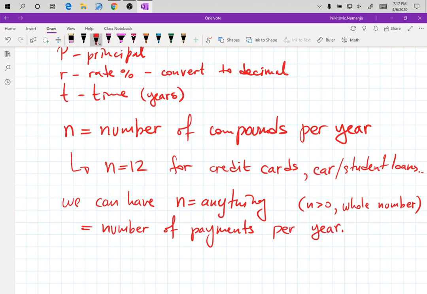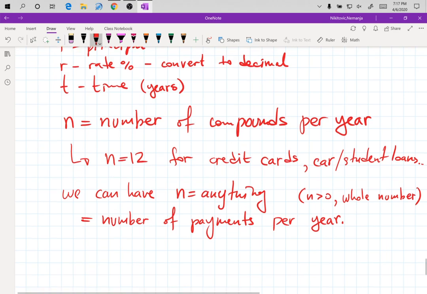See, number 12 is a very nice number. It's divisible by 1, 2, 3, 4, 5, no, not 5, 6, and then 12, right? If you really want to create a bank that's really annoying in collection of money and all of that stuff, just have 7 compounds, right? So you divide 365 days by 7 and you say, okay, we're compounding every month and something, right? So the idea is that you can compound on anything.